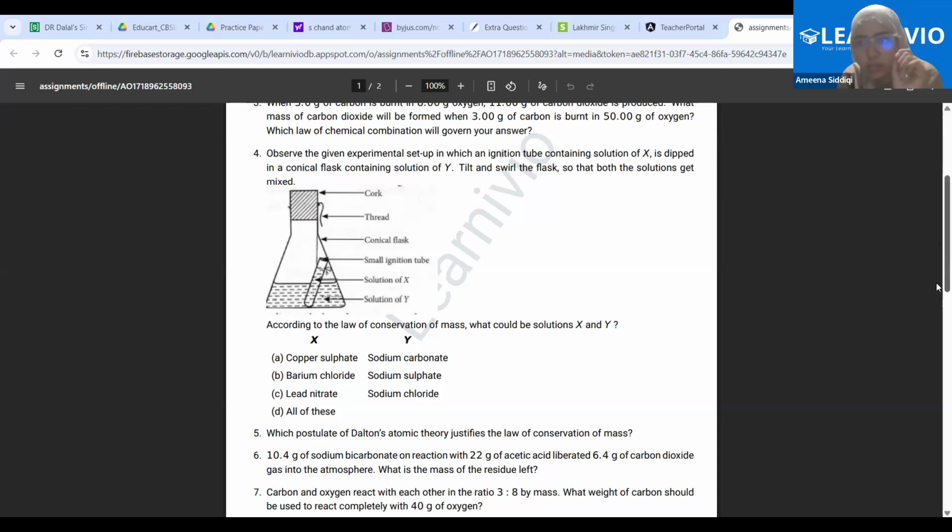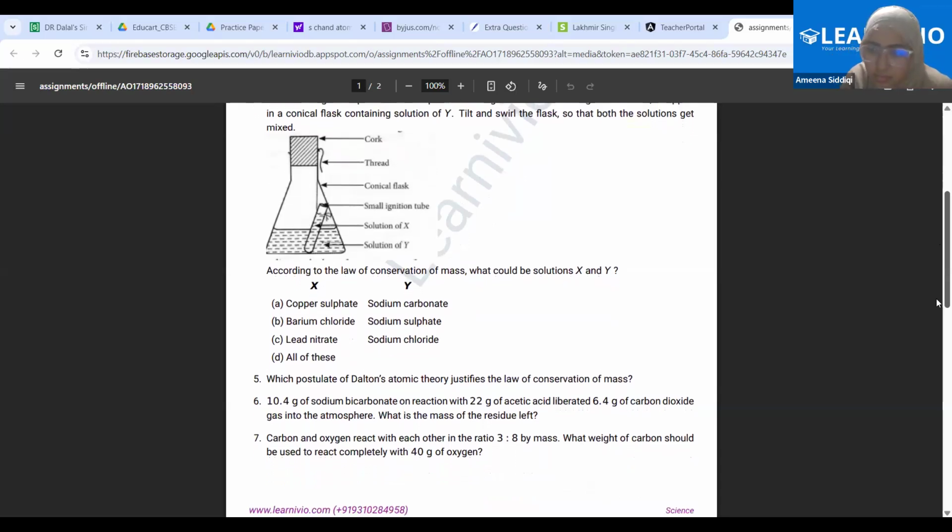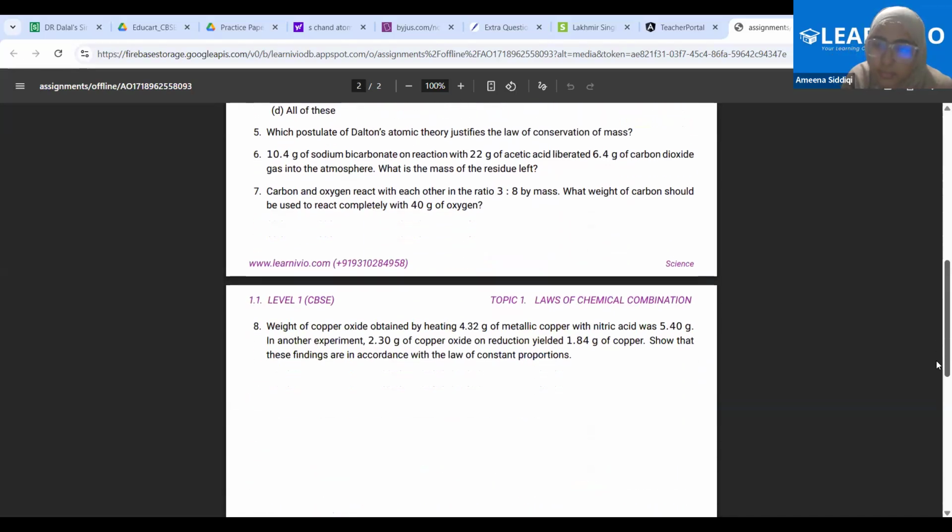Have you all gone through this activity in the NCERT? Yeah, ma'am. Our teacher showed this exact picture to us. Okay, but go through this. I've explained the concept. Then the last question I want to discuss. Go through question 8 very quickly, just in 2 minutes.